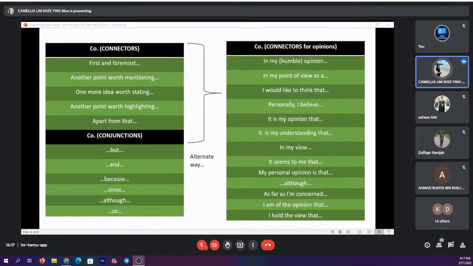So teachers, instead of using more general connectors like the ones on the left, how about we encourage students to use phrases specifically for stating opinion? The most common ones are like, in my humble opinion, in my point of view, I would like to believe that, and so on and so forth. You can read the rest on your own. Teachers, using these kinds of phrases will significantly enhance the quality of students' responses.